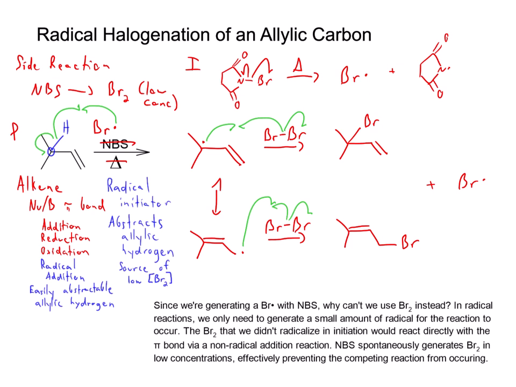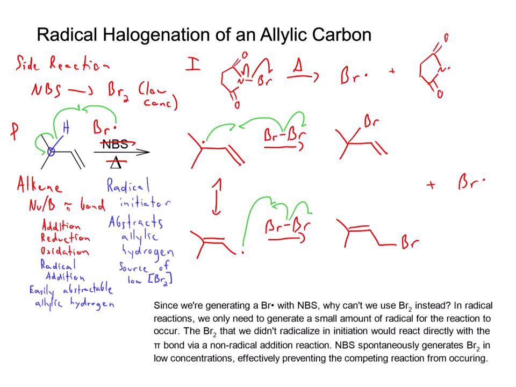Now, an interesting question usually arises when students first learn about this reaction with an alkene and NBS in a radical initiator. And that question is, since we're generating a bromine radical with NBS, why can't we just generate the radical with Br2 in a radical initiator instead?